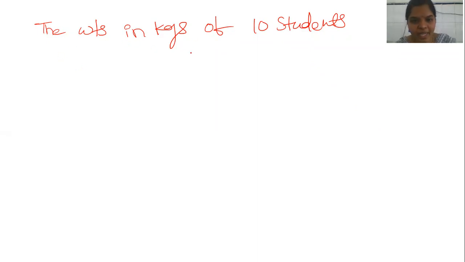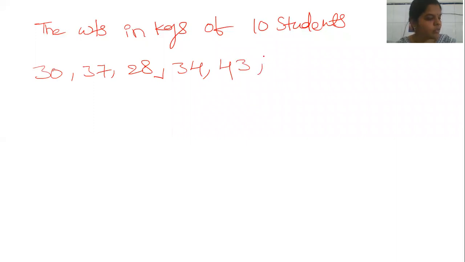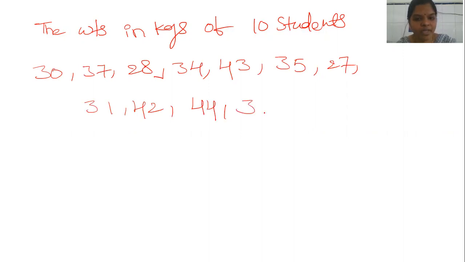The weights in kg of 10 students are 30, 37, 28, 34, 43, 35, 27, 31, 42, 44, and 36. These are different weights of students.